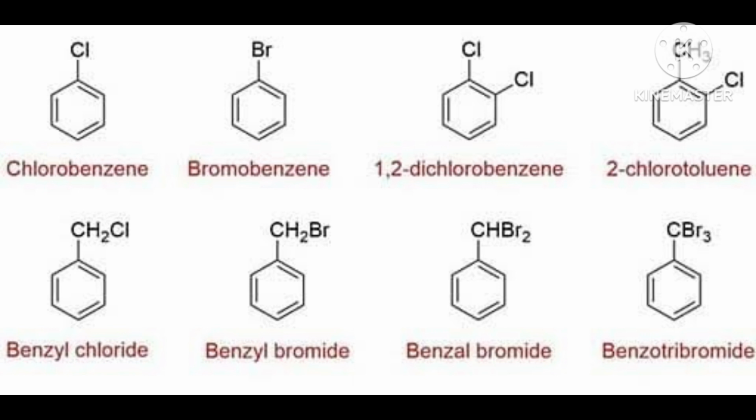Vicinal means halogen atoms are present on the adjacent carbon atoms, not on the same carbon atom. Adjacent means close to that carbon. Both carbons should be close. That is called adjacent carbon atom. If two same halogen atoms are attached to the adjacent carbon atoms, then it is called vicinal halide.